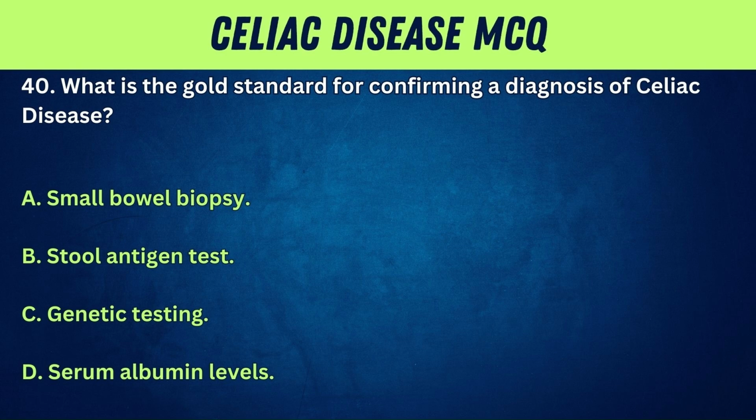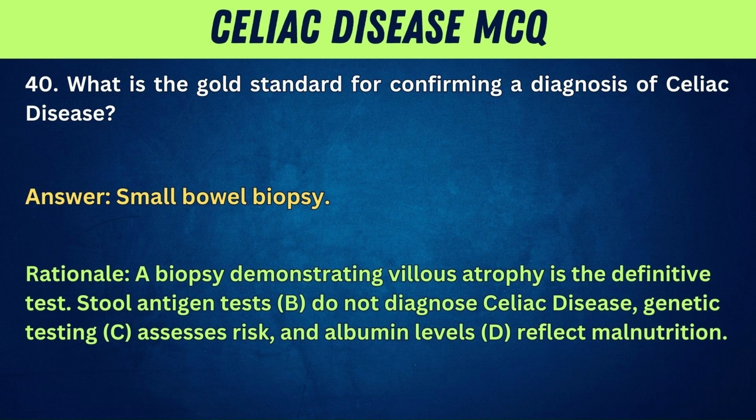40. What is the gold standard for confirming a diagnosis of celiac disease? A. Small bowel biopsy. B. Stool antigen test. C. Genetic testing. D. Serum albumin levels. Answer: small bowel biopsy. Rationale: a biopsy demonstrating villus atrophy is the definitive test. Stool antigen tests, B, do not diagnose celiac disease. Genetic testing, C, assesses risk, and albumin levels, D, reflect malnutrition.